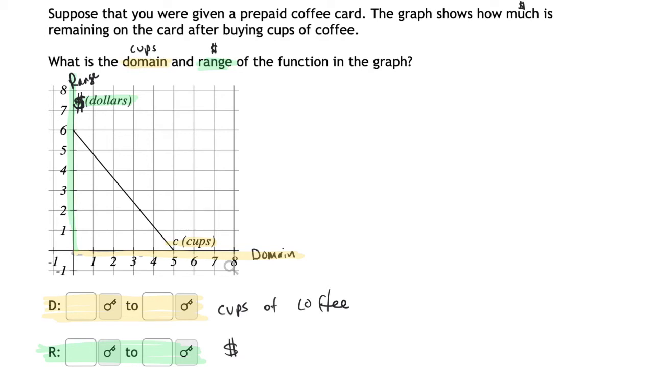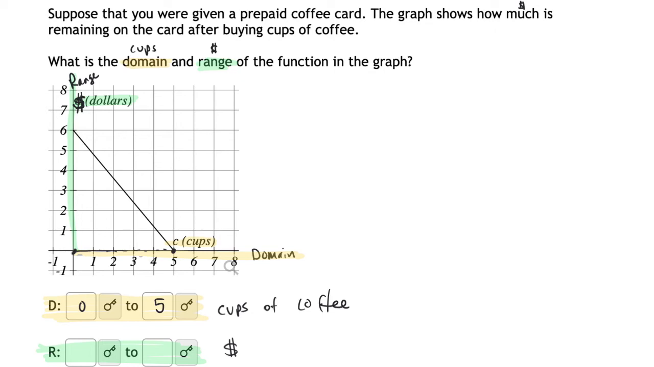Okay, good. So we can see that the domain, if we're looking at the horizontal, that's all this information here, and then our graph ends at 5. So we've started with 0 cups of coffee, and our coffee card can buy us up to 5 cups of coffee, and then we've used up our coffee card.